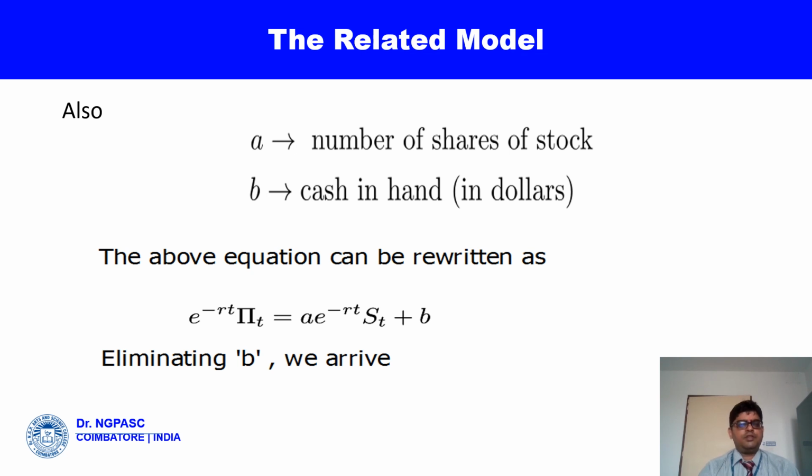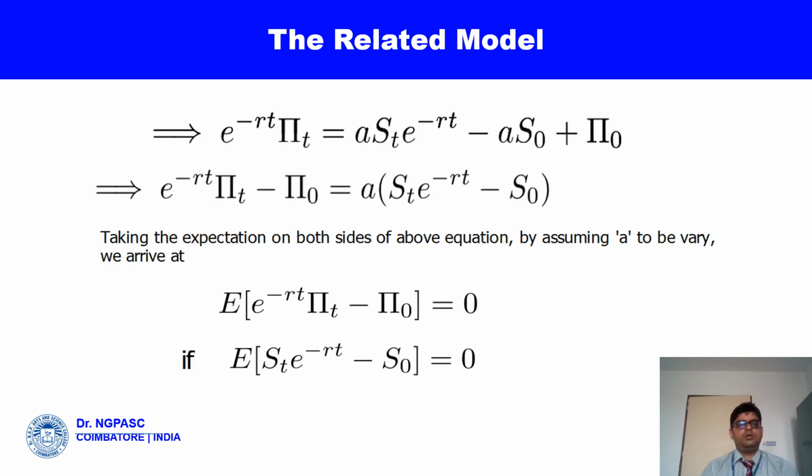Now, again rewrite the model. Just multiply by e^(-rt) on both sides. Now you are getting this equation. On the left hand side, you get a relation between the portfolios. On the right hand side, between the prices of the stocks. Take the expected values on both sides. If I assume that the expected value on the right hand side vanishes, then obviously the expected value on the left hand side also vanishes.